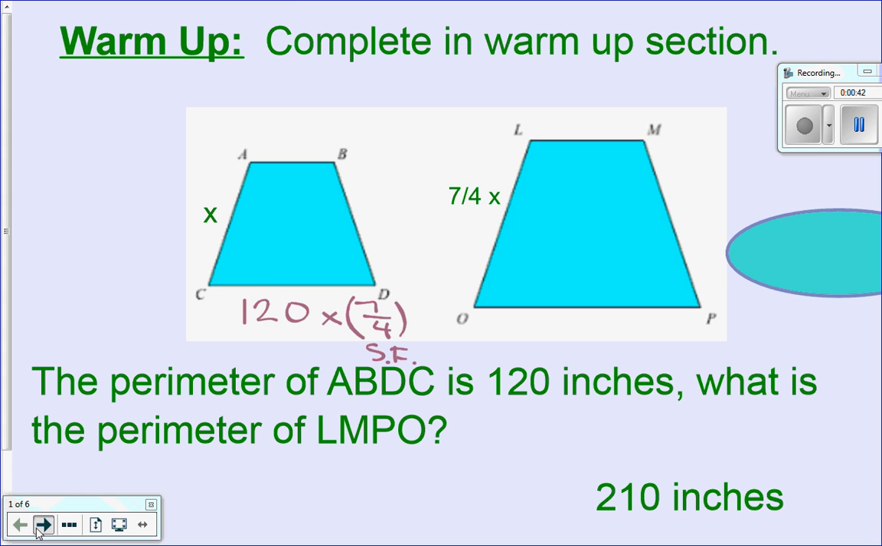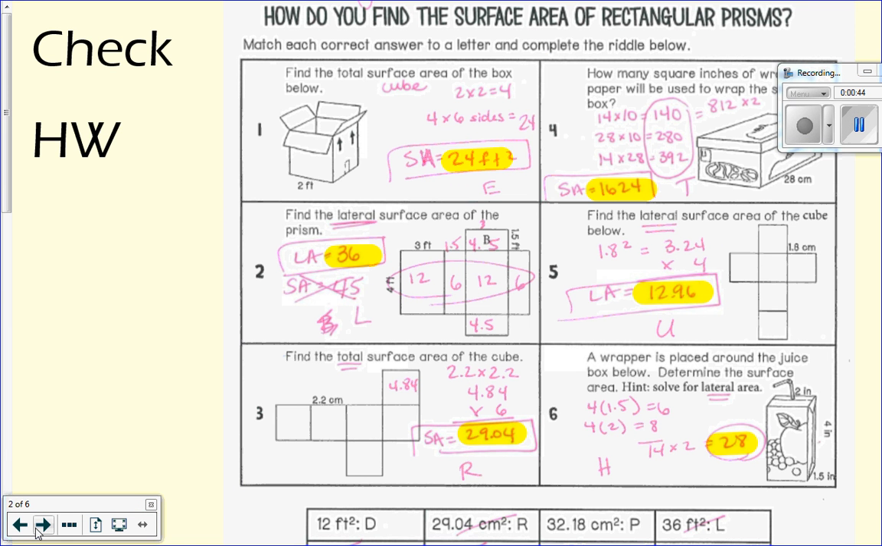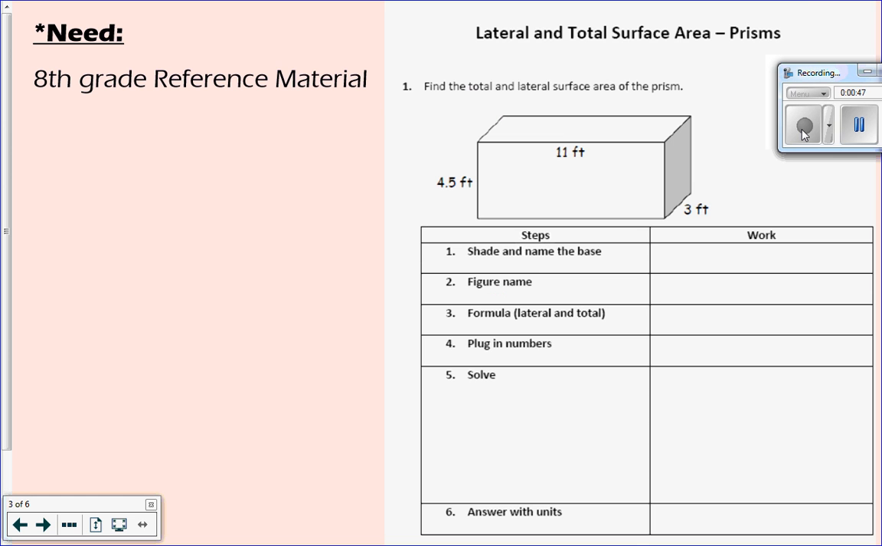Alright, let's get out your homework, and let's go ahead and check. So you will need an 8th grade reference material. We are going to continue to solve total and lateral surface area of prisms. Can you find on your reference material the topic surface area? And then you see prism, and then when you scroll your finger across, you see lateral and total.